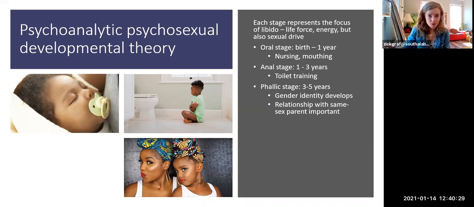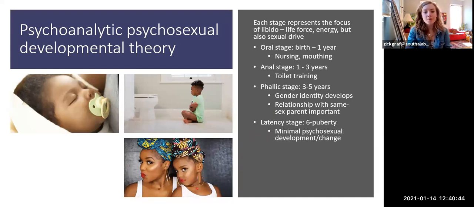This is the stage that Freud believed kids went through the Oedipus complex, where boys were jealous of their father's sexual relationship with their mother and envied their penis. And girls went through the Electra complex, where they were jealous of their mother's sexual relationship with their father. That doesn't have any evidence base in modern psychology.